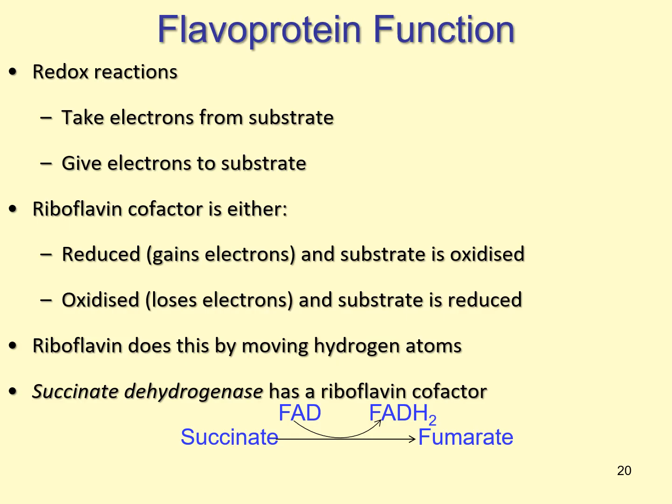The main function of flavoprotein in the redox reaction is taking electrons from a substrate and giving electrons to a substrate. When the riboflavin cofactor is reduced, it gains electrons and the substrate is oxidized, whereas when it is oxidized, it loses electrons and the substrate is reduced. Riboflavin does this by moving hydrogen atoms, and succinate dehydrogenase has riboflavin cofactors. Therefore succinate can be converted to fumarate.